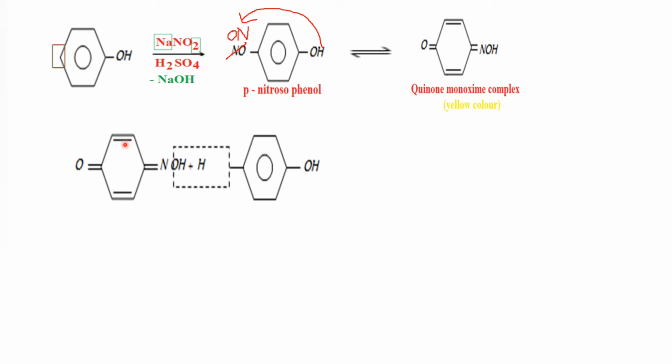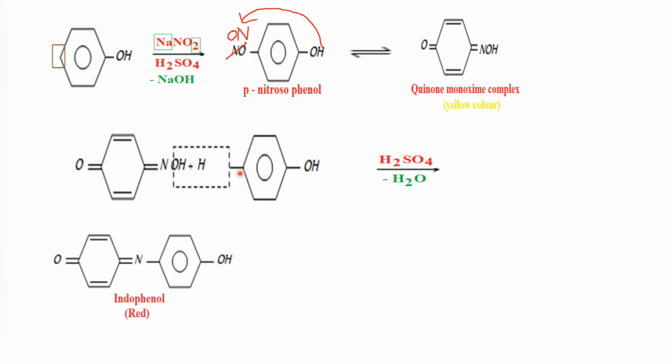Now we have taken that quinone monoxime complex. With this again we are adding phenol and concentrated sulfuric acid. So by that addition, from the oxime we have NOH, that OH, and the para hydrogen of phenol is removed as water. That's why this nitrogen has to connect with the carbon, I mean the para carbon of phenol, and that is called as indophenol, that is red in color.